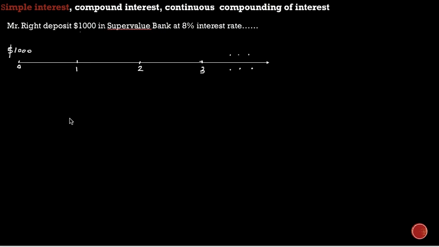Let's begin with the simple interest. And to make things easier to understand, we just focus on the first 3 years. Draw the timeline, and we have 3 years. At the beginning of the first year, Mr. Right deposits 1,000 in the bank. What will he get here at the end of the first year?